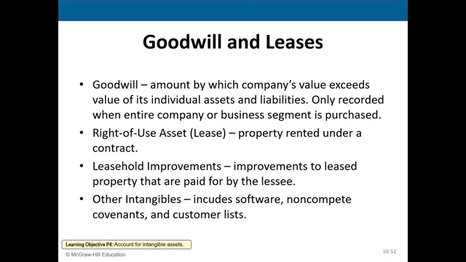Rights of use, this is a lease agreement. Leasehold improvements, that's when you improve the property that you're leasing. This is very common, like if you rent a storefront and you improve the storefront by putting in new flooring, walls, lighting, etc. We call that leasehold improvement. And of course, other intangibles might include things like software, customer lists, etc.